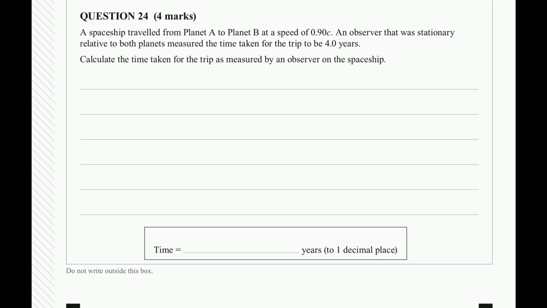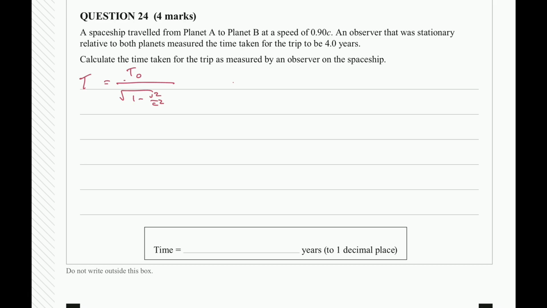An observer that was stationary relative to both planets measured the time taken for the trip to be 4 years. So I'm going to write this down straight off the bat. When we think of our formula already for time dilation, because we can already tell that this is what the question's alluding to, we have t equals t naught over root 1 minus v squared on c squared. And that's in our formula book.